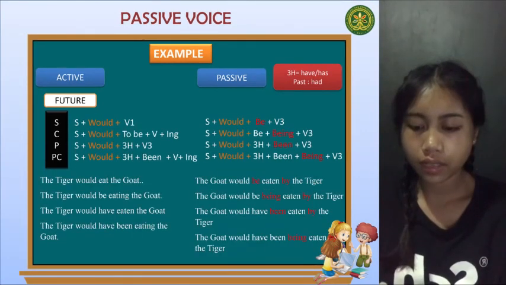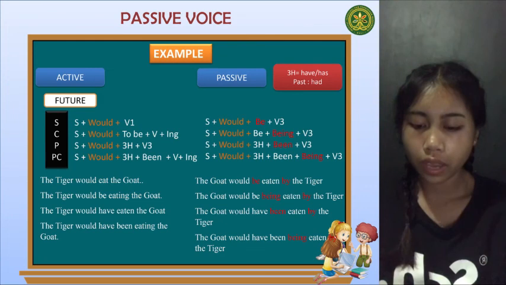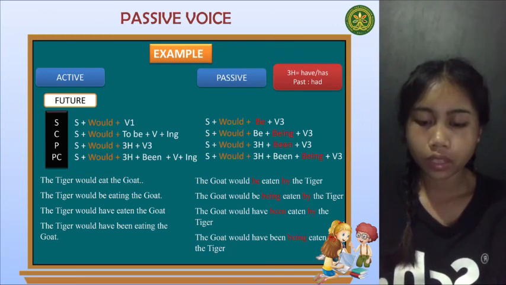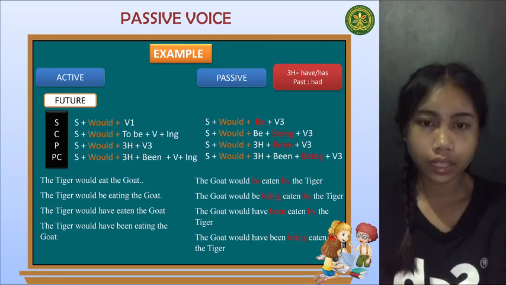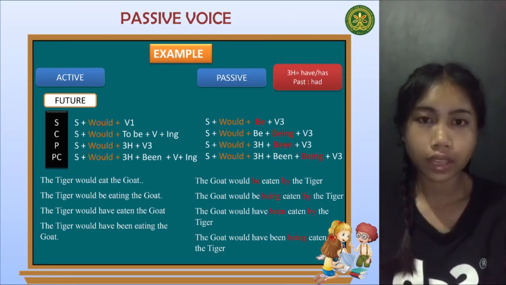And the last example, active. The tiger would eat the goat. The tiger would be eating the goat. The tiger would have eaten the goat. The tiger would have been eating the goat. Passive. The goat would be eaten by the tiger. The goat would be being eaten by the tiger. The goat would have been eaten by the tiger. The goat would have been being eaten by the tiger.